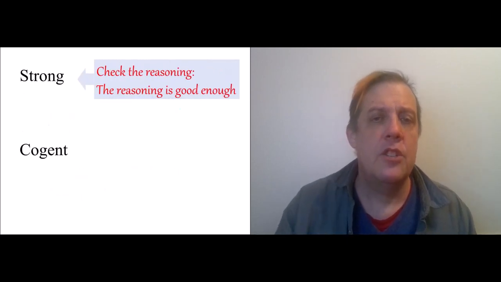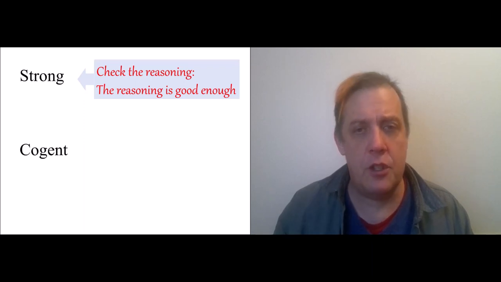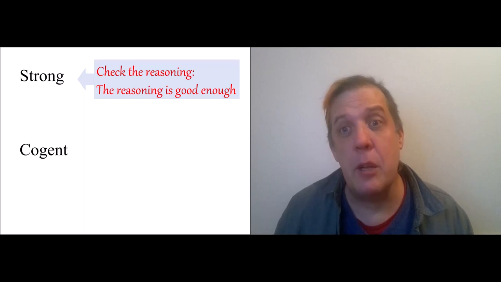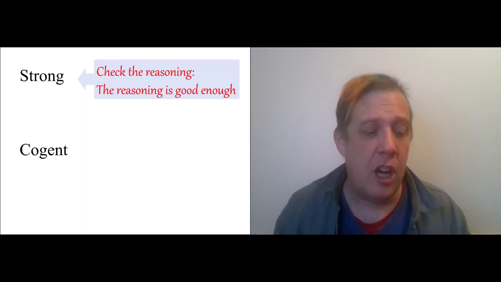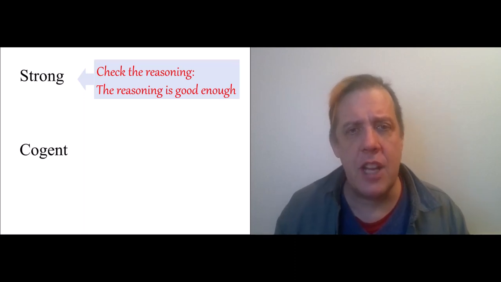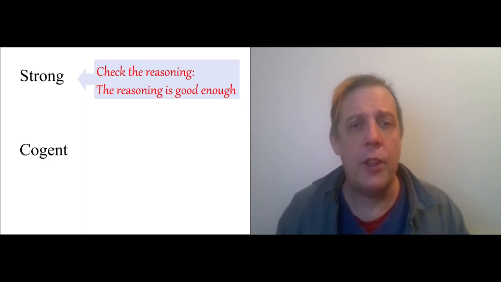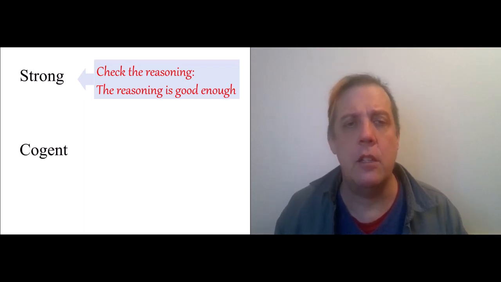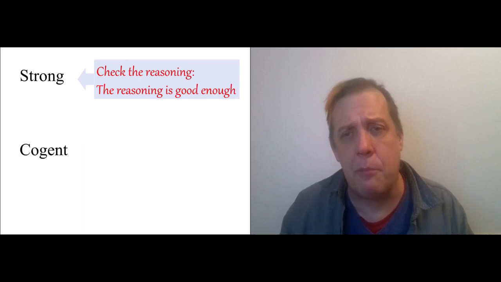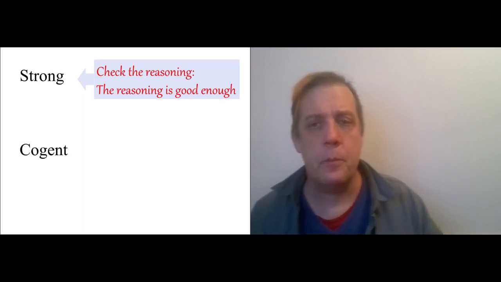So check the reasoning. The reasoning is good enough. We call it strong. What counts as good enough? That's going to depend on the context. And in the case of a jury, you use the standard of a reasonable doubt. That's because it's a criminal trial with the defendant's life on the line. In a civil trial with a lawsuit, there are other standards like the preponderance of evidence. We'll talk about that when we get to burden of proof.